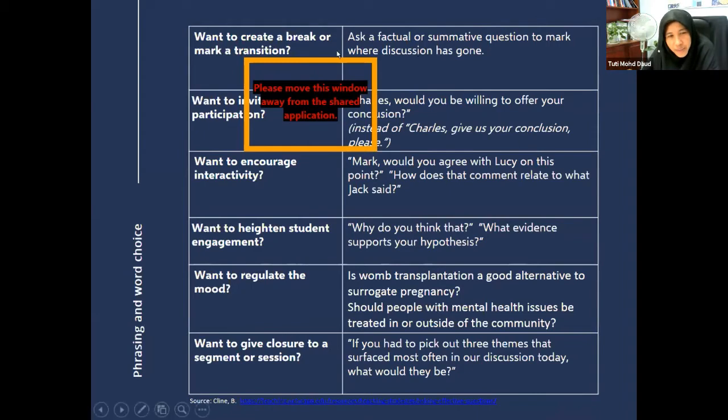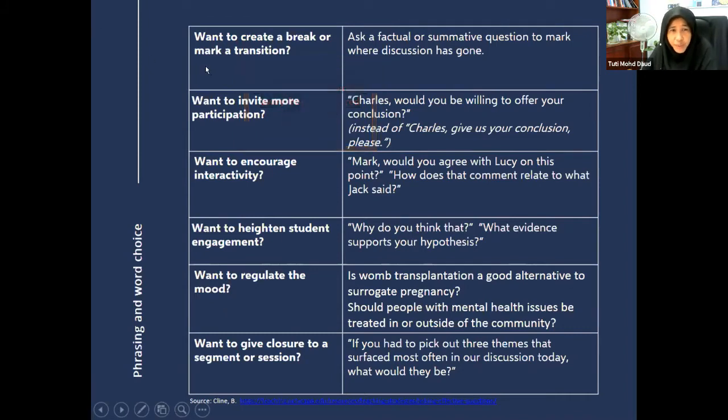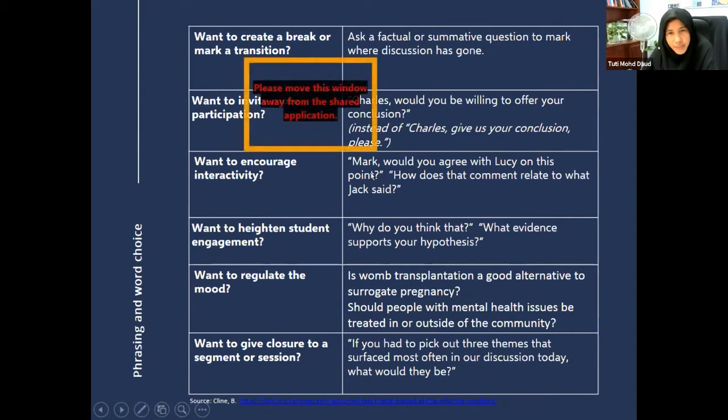And he shared the different questions, not based on Bloom's, but based on the function of the questions. If you want to create a break or mark a transition, you ask factual or summative questions. If you want to encourage interactivity, you would ask, Mark, would you agree with Lucy on this point? This one is if you want to invite participation.